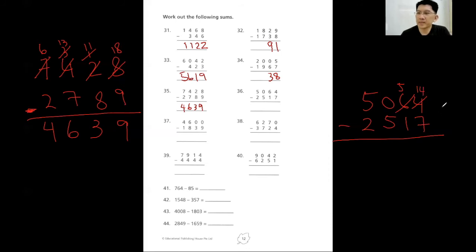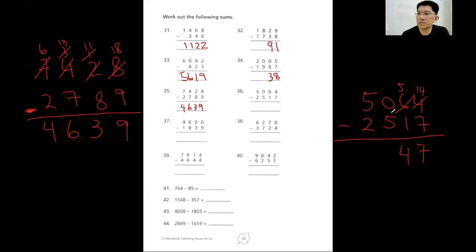Okay. So, when you borrow 1, you give this group 10. You add 10 to the 4. 14 minus 7 is 7. All right. The next group is 5 minus 1. Can we do that? Yes. This is bigger. Certainly we can do that. Big number minus small number. That's fine. So 5 minus 1 is 4.